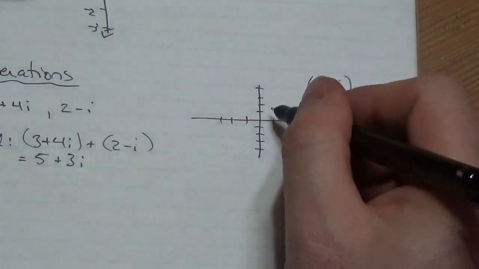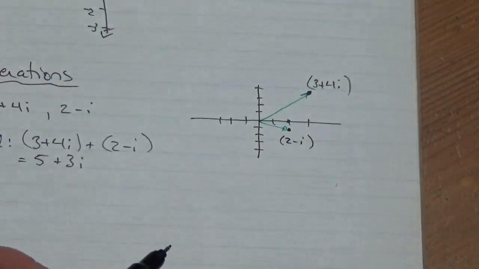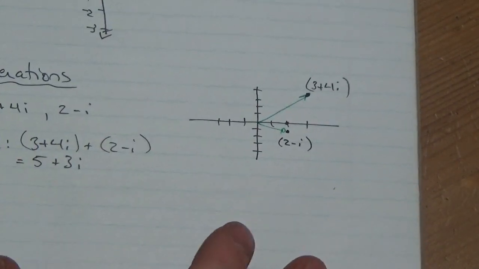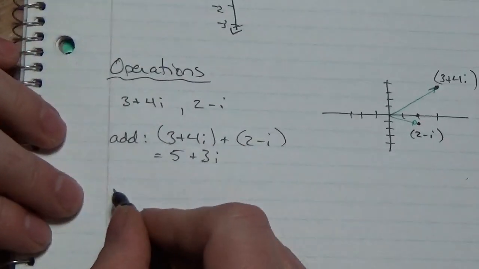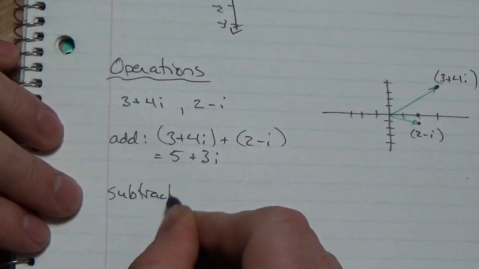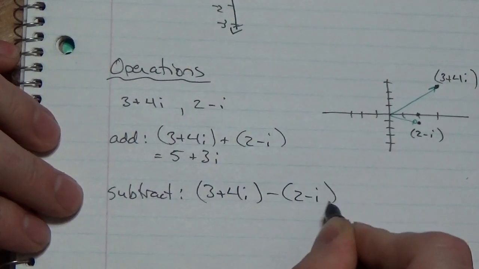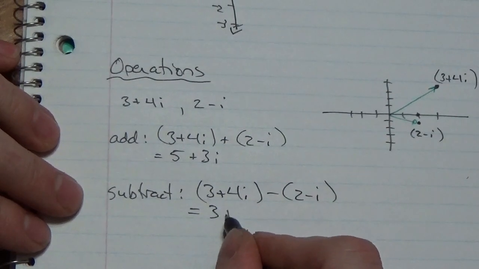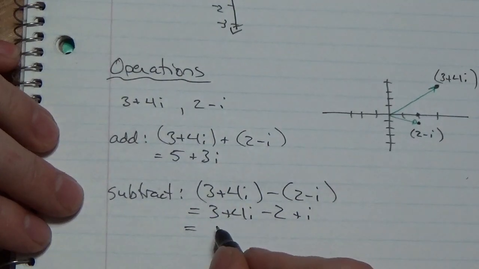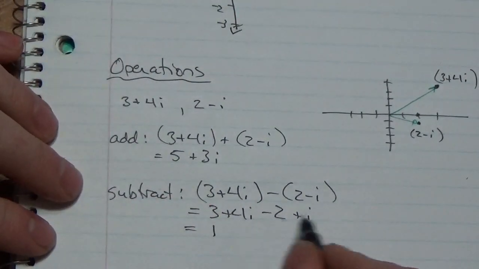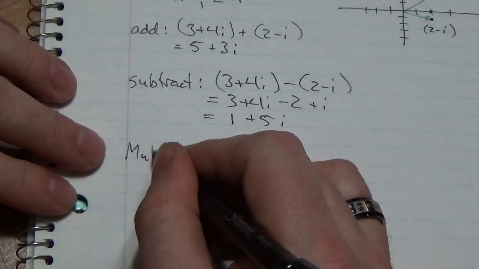Now you're going to see frequently that they represent these with vectors, where we point them out like that. We'll talk about that later. For now, make sure you understand that when we add, we're just adding the components together. To subtract, it's the same thing. 3 plus 4i minus 2 plus i: we distribute, so 3 minus 2, combining the real components, will be 1. 4 plus i, 5i.